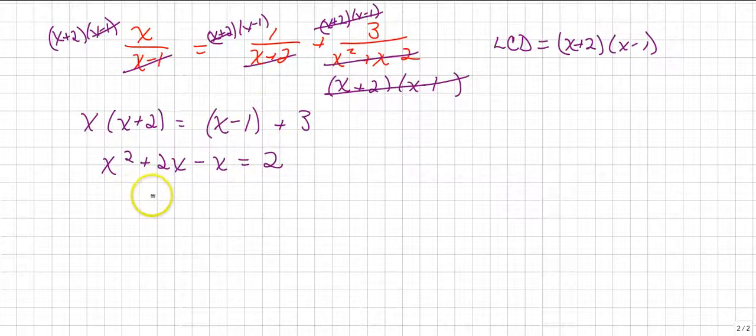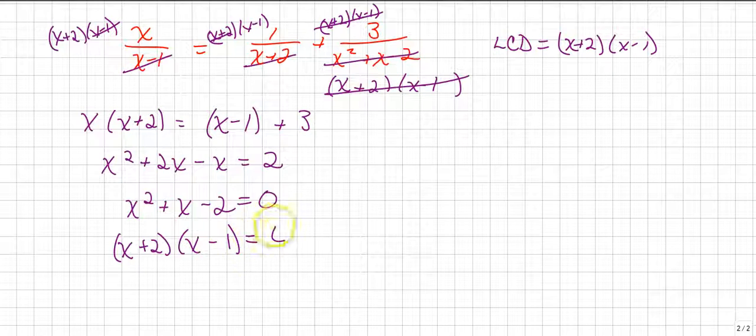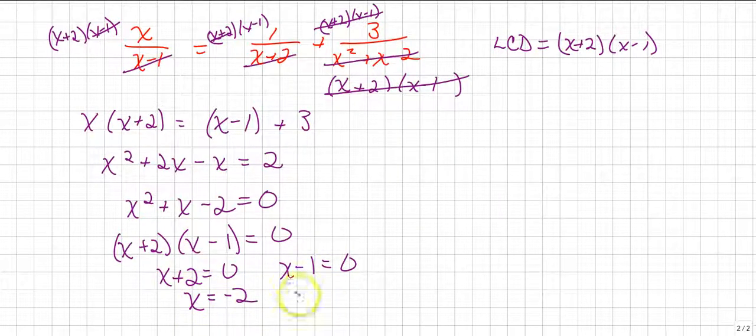Let me collect terms and do two things at once here. I'm going to add my x's together. 2x minus x is 1x, and bring my 2 over by subtraction equals 0. What we have is a quadratic equation which can be factored. So we factor it into x plus 2, sounds familiar, doesn't it? X minus 1. And we know that for that quadratic, we set each factor equal to 0 and get two solutions, x equals negative 2, x equals positive 1.